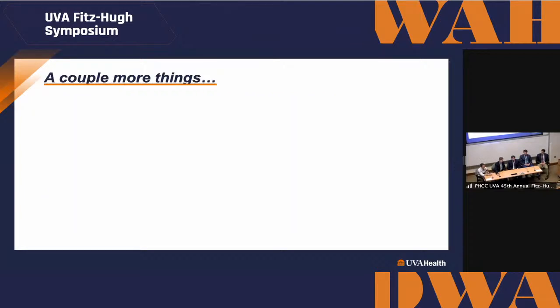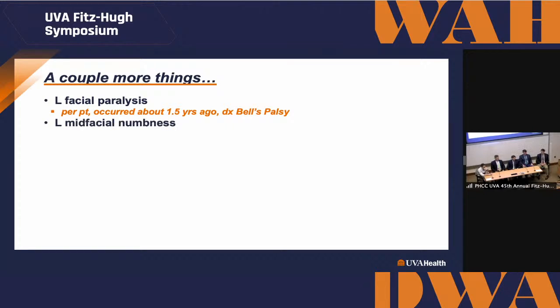All right. Well, this wouldn't be a terribly interesting case if I didn't add on a couple of little factoids for you. He also has a left facial paralysis, which per the patient occurred about 1.5 years ago and was diagnosed as Bell's palsy. Nice follow-on to your comments yesterday. And oh, by the way, he also has left mid-facial numbness, which he complains of, but is also confirmed on exam. So I think in that setting, we'd probably all be in the imaging camp.